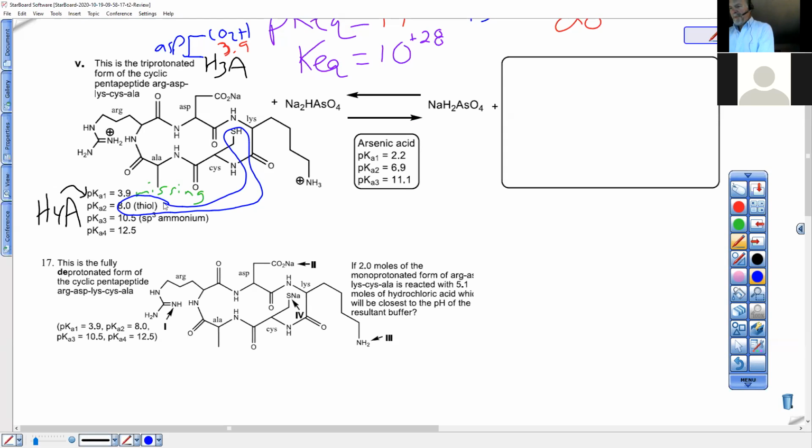And an sp3 ammonium. Don't pick this one. That's sp2. Okay. And is it an octet violation? No. Wait, are they both at? No, it's sp2. It's got 3 sigmas. Yeah, 3 sigmas and no lone pairs. And this one has 4 sigmas and no lone pairs. So this is the 10.5. And this is the 12.5.